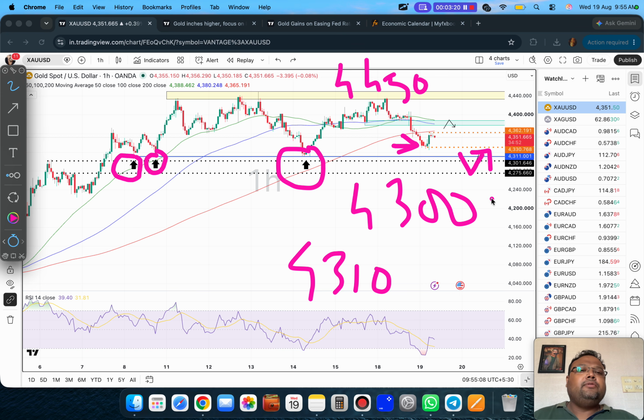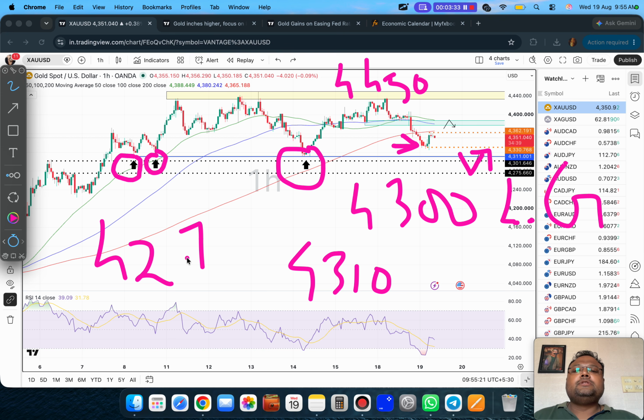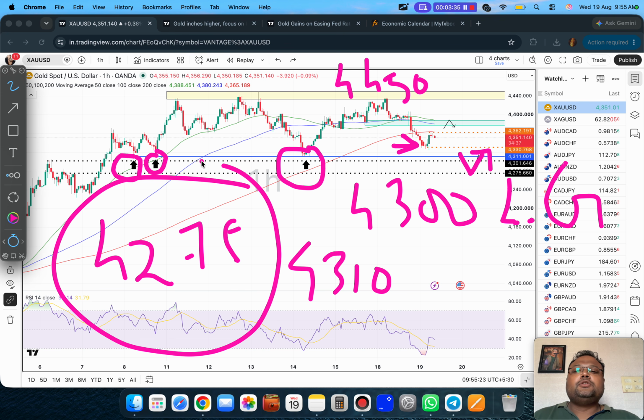So if you are planning to buy, I will suggest you buy 4300 after the liquidity grab. And if you are looking for a very good, precise entry, then you can look for 4275. Because when the market is going down, there's a high chance that the market will take support at 4275, 4280. If the market takes support there, you can buy there as well.